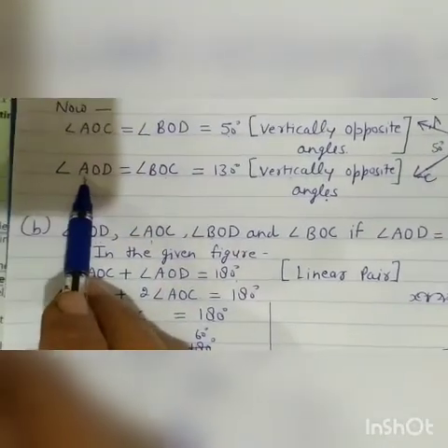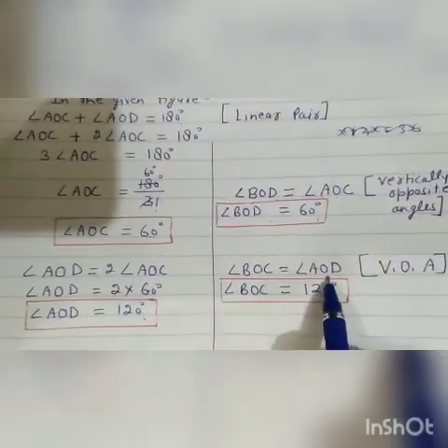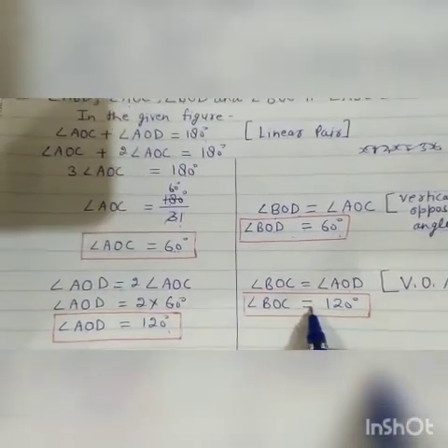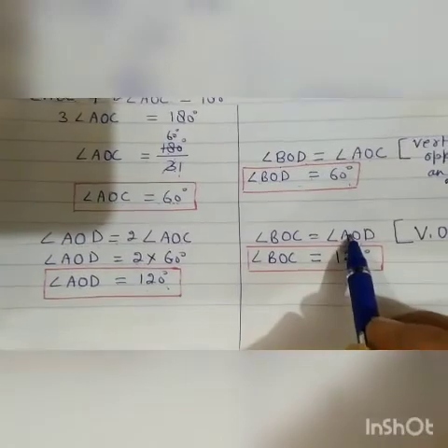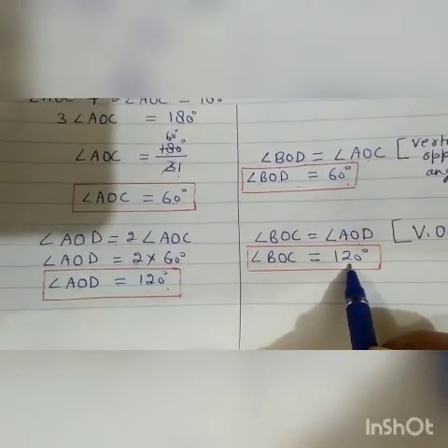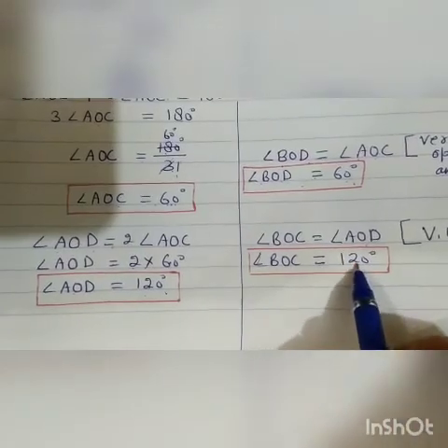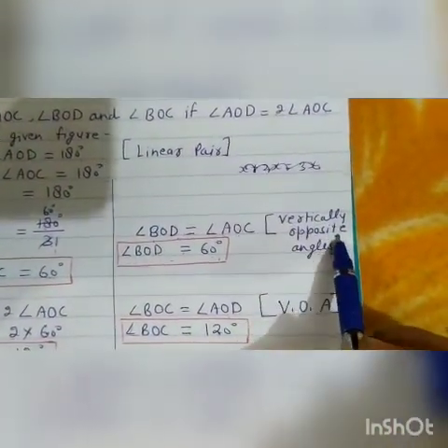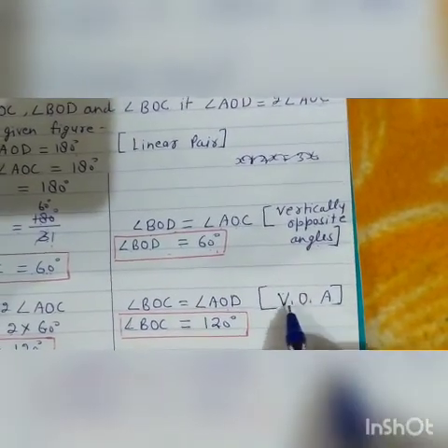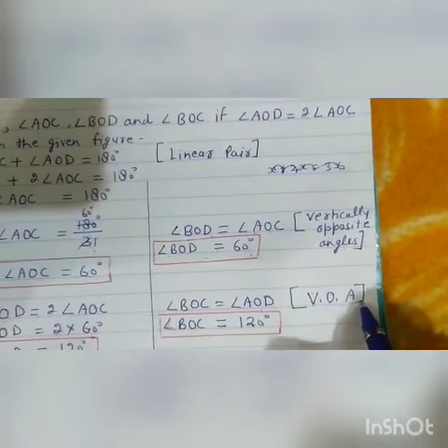Now angle AOD equals angle BOC. What is the value of AOD? Here we found it to be 120 degrees. So we will write the value of AOD, it is 120 degrees. So angle BOC is equal to 120 degrees. Short form for vertically opposite angles is VOA, students. This is vertically opposite angles. Clear?